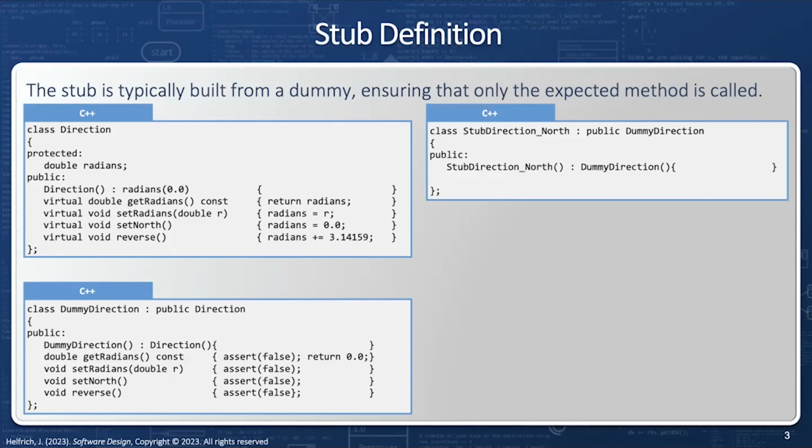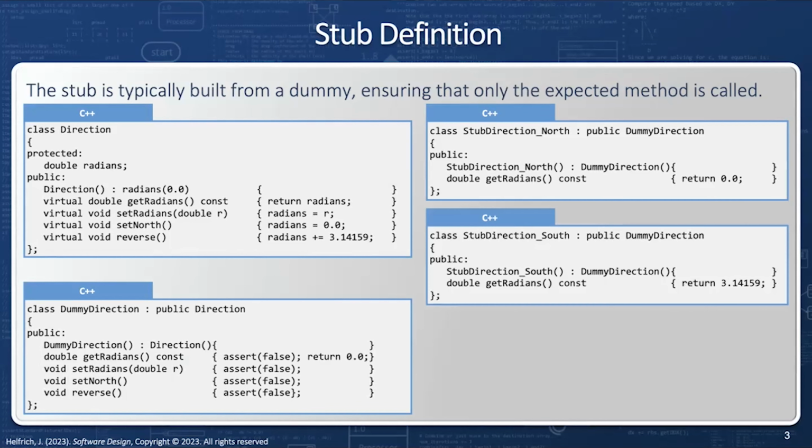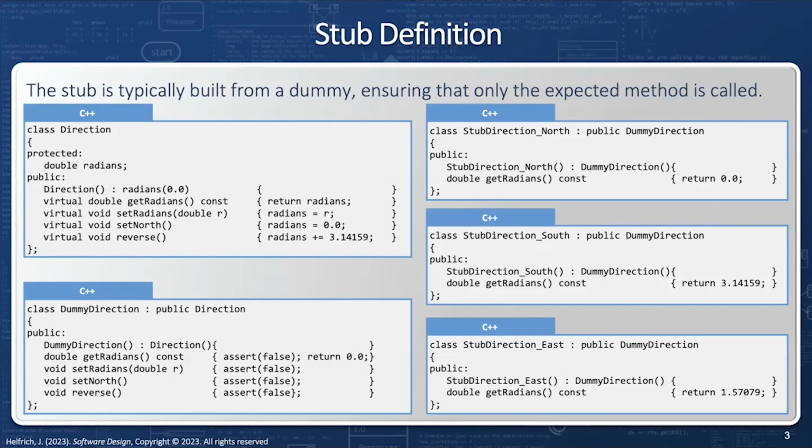So of course I have to create a constructor, and then every time I call get radians, I'm going to return 0.0 because that corresponds to north. Notice that if I call set radians, set north, or reverse, then my assert is going to call from my dummy. Now I'm going to create another test case called stub direction south, and this is always going to return pi, and then another one called stub direction east, which is always going to return pi over 2.